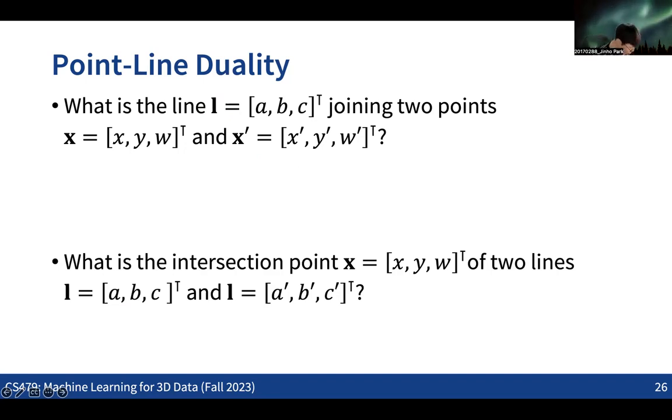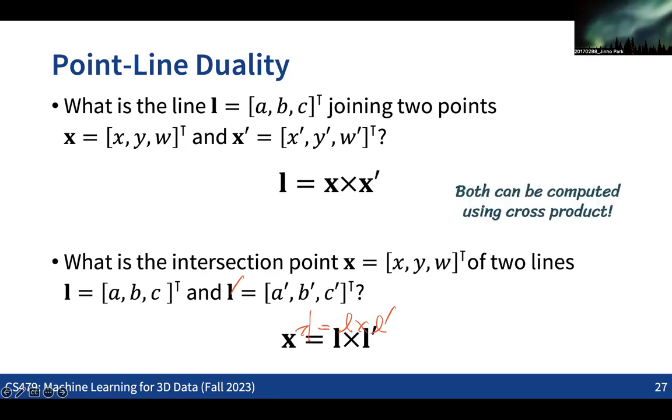And it's the same here as well. We are also finding a three-dimensional vector that is orthogonal to each of these 2 vectors. Then we can find the intersection point as a cross product, applied to the three-dimensional vectors for l and l prime. That's what we call the point and line duality: both the line joining 2 points and the intersection point of 2 lines can be computed as the cross product of these three-dimensional vectors.